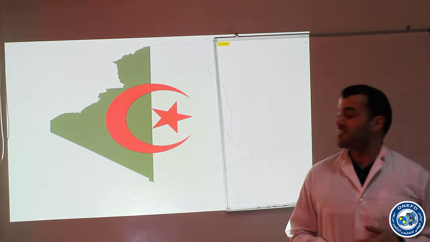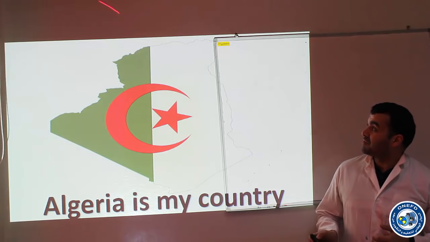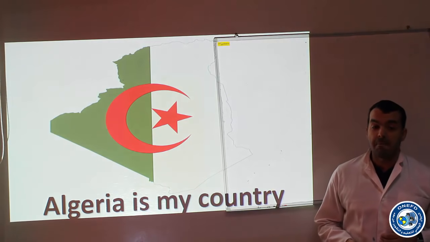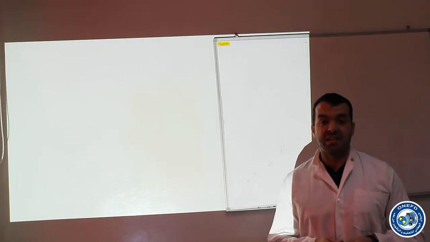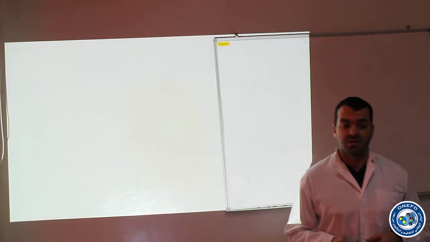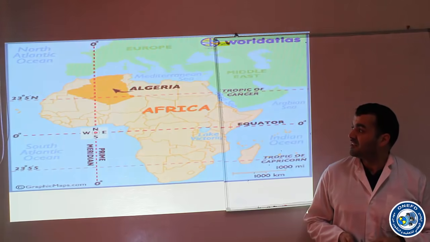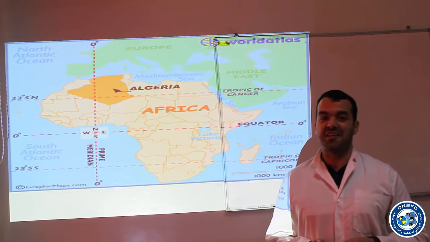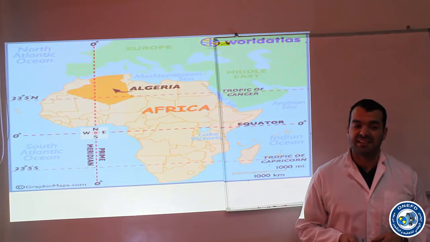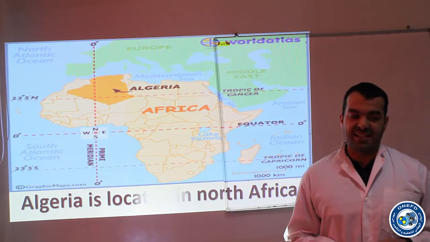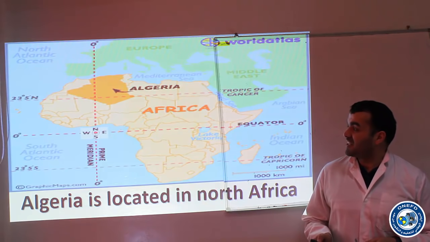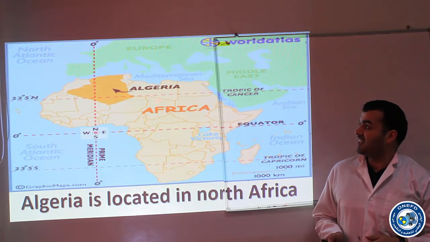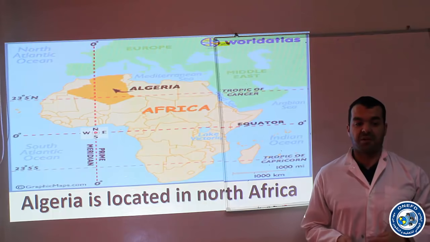Okay. So, this is the map of our beloved country, Algeria. This is the Algerian map. Please try to take notes. Where is Algeria located? Algeria is located in North Africa.